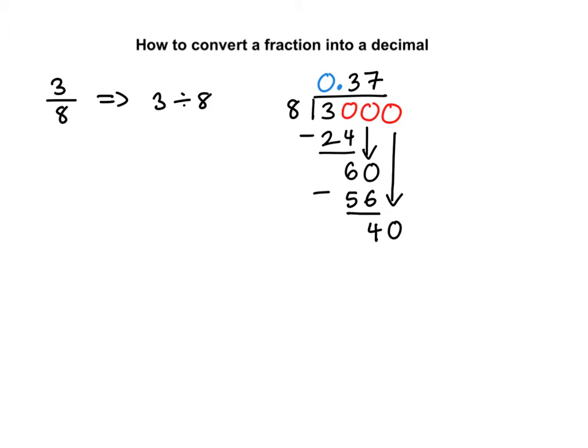And now what we do, we bring down the last 0. And we ask ourselves, how many 8s go into 40? Well, in 40 there are exactly 5 lots of 8 without any remainders, because 5 times 8 is 40, and as you can see here, there are no remainders. 40 take away 40 is 0, and we stop here.